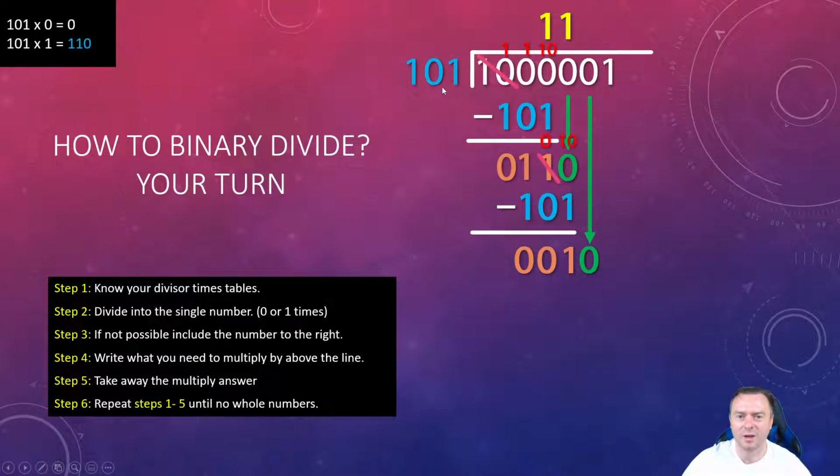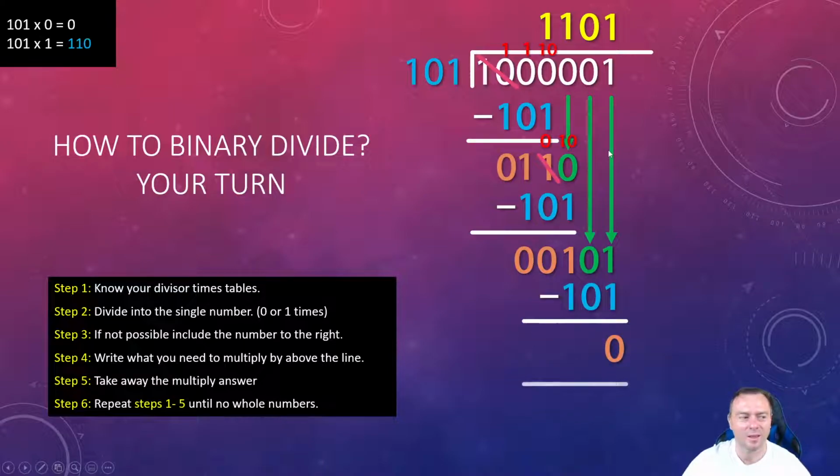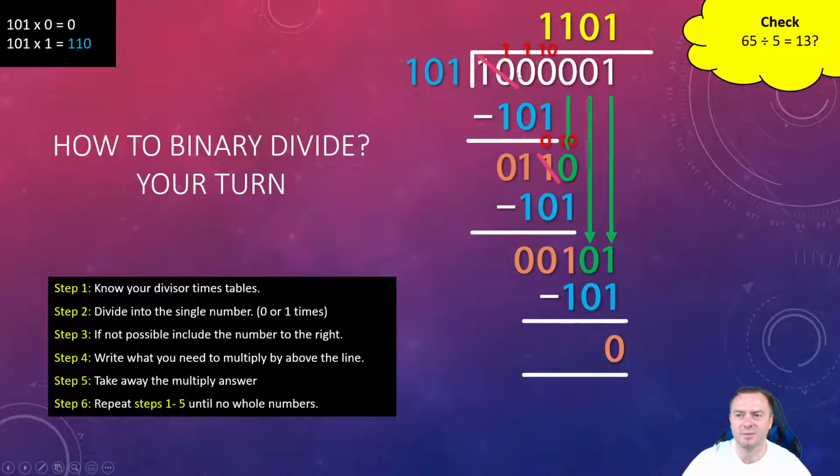So can we divide 101 into 10? Nope. So then we go to the next column. So we put a 0 up here, bring down the next column, which is a 1. And then how many 101s go into that is 1. Cool. So then 101 take away 101 leaves us with a good old 0. We check. So this number here is 65 divided by 5. Does it equal 13? And yes, it does.